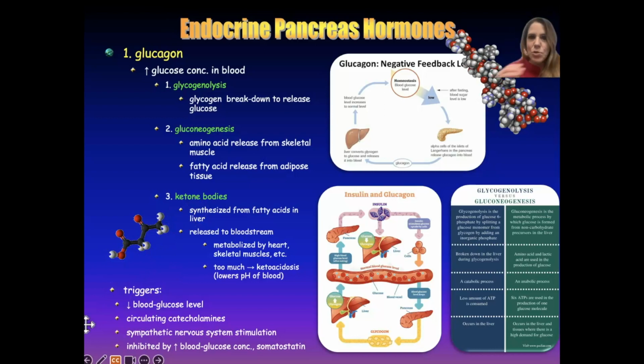So some of the things that can trigger glucagon to do these things. So we already mentioned when it detects that the blood glucose levels are declining, that'll kick in that negative feedback loop, and it'll do these things to raise that glucose level up. But also circulating catecholamines, and recall those are norepinephrine and epinephrine. And that makes sense, right?